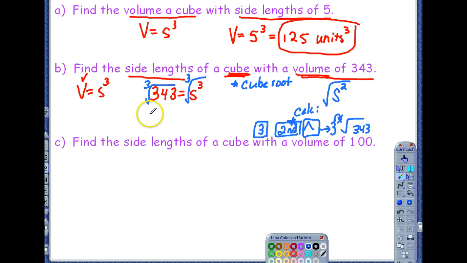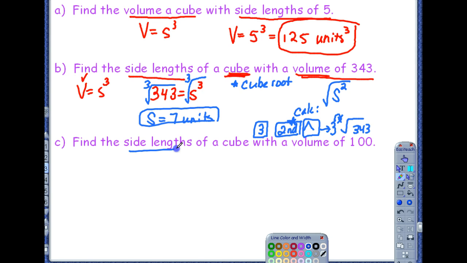And then what that's going to look like, it's going to give you, this one is an exact answer. The side length is 7, so this is 7 units. Now, checking this, if I put 7 cubed, I should get 343. Yep. All right. Now, try the next one on your own, and then we'll check.